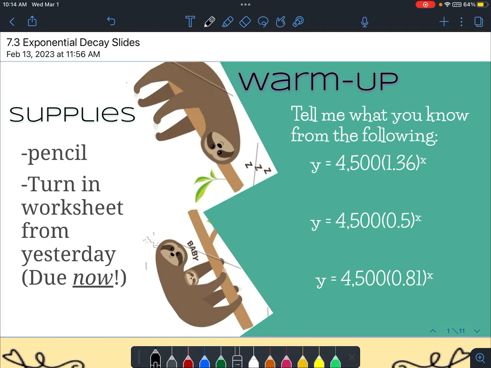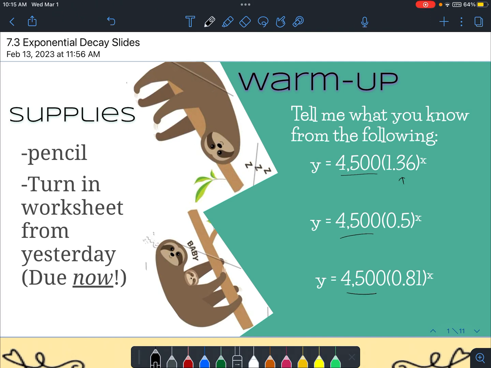Okay, class, what we're going to go through today is finishing up exponential growth and decay with what decay is. The warm-up I'm not going to go through, but just what do you notice? I mean, the initial amount is the same on all of these.